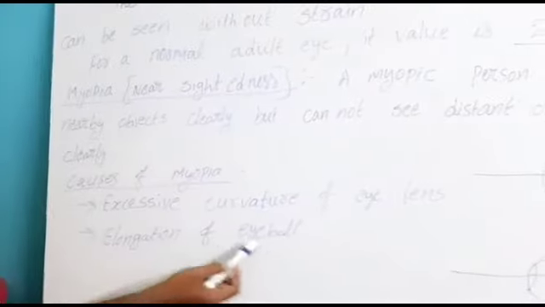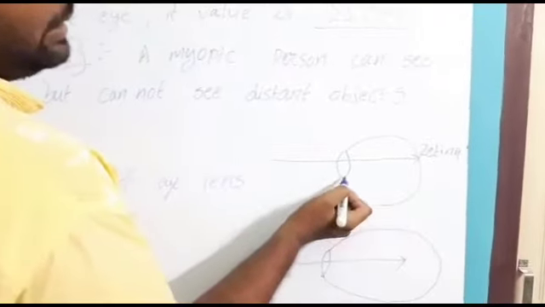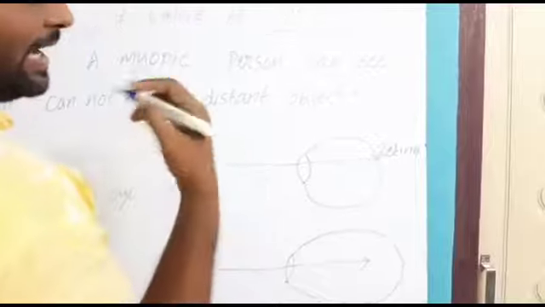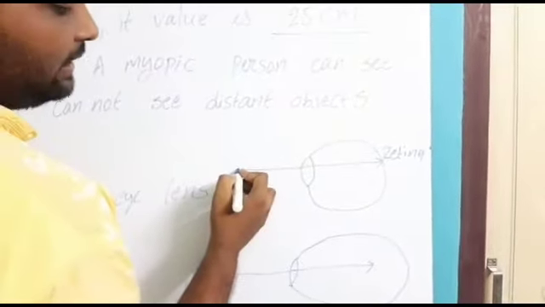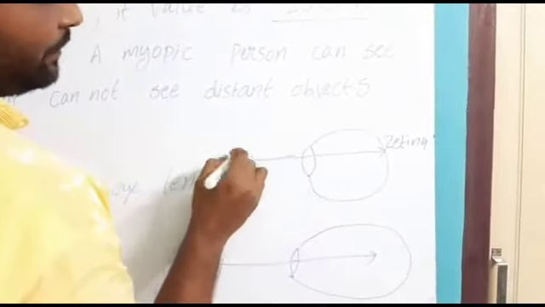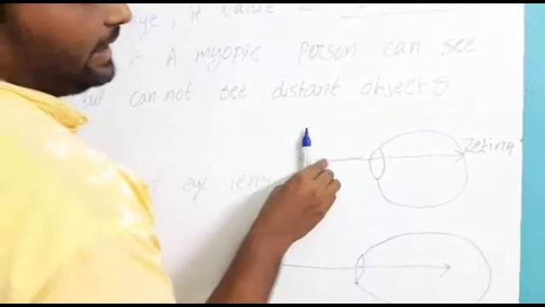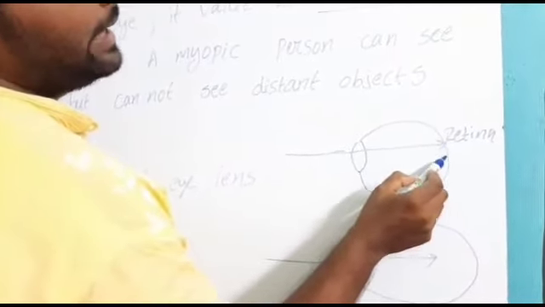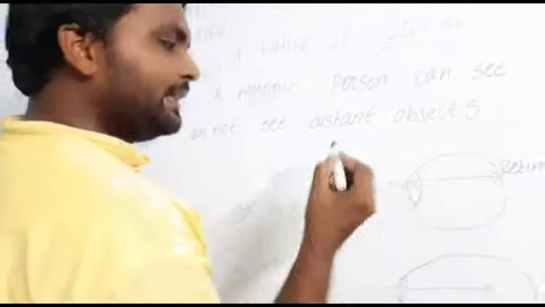What is this elongation of the eyeball? For example, see here, this is our eyeball. Here is the retina. When we see any object, the light from that object, for example this marker, will fall on the retina. Then only we can see that marker clearly.